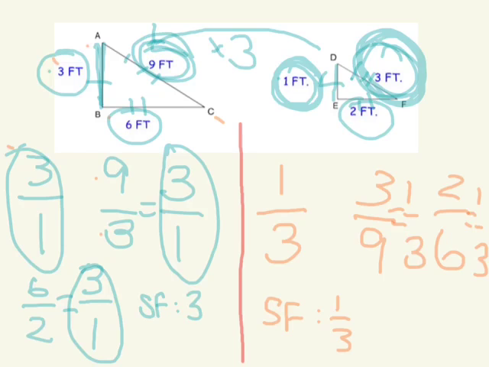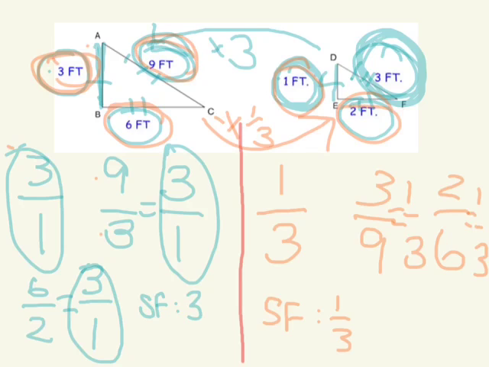So why are they different? Well, this is just the scale factor if I was looking from the larger triangle to the smaller triangle. So in that direction, it's times a third. So if I take 3 times a third, I get 1. 6 times a third, I get 2. 9 times a third, I get 3.